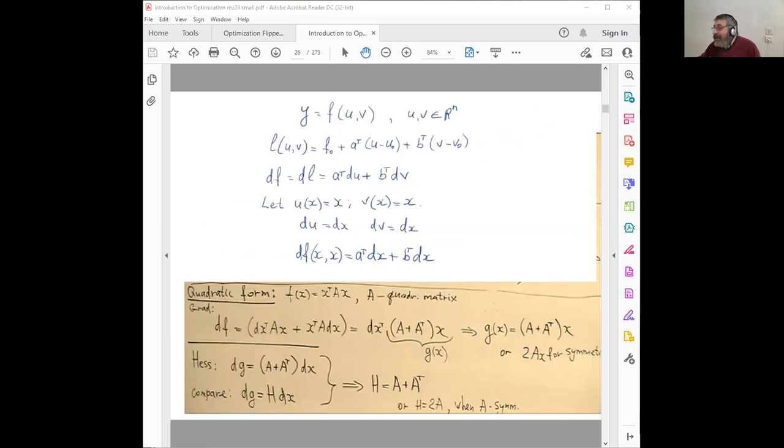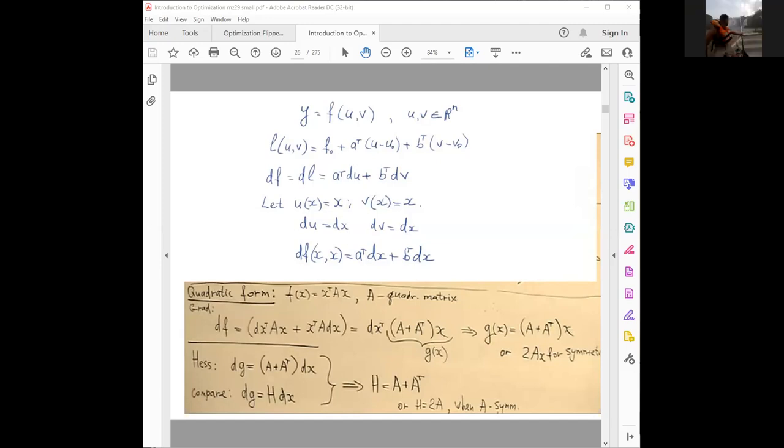Any comments, any questions on this? Yes, I've got a question. I understand we are talking about functions of vectors, right? The function value is a scalar. The argument is a vector. Okay, because gradient and Hessian are defined for a scalar function. When we have vector functions, then there are the Jacobians.